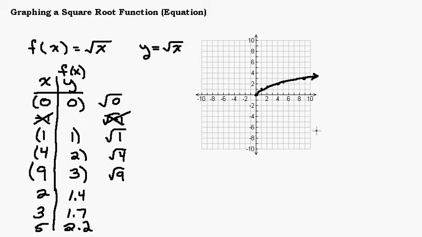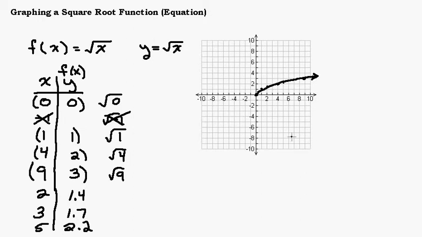Now, if you've done some graphing with parabolas, this is actually half of a parabola shape. If you took a parabola that you're used to seeing going up or down, cut it in half and turned it sideways, that's a square root function.